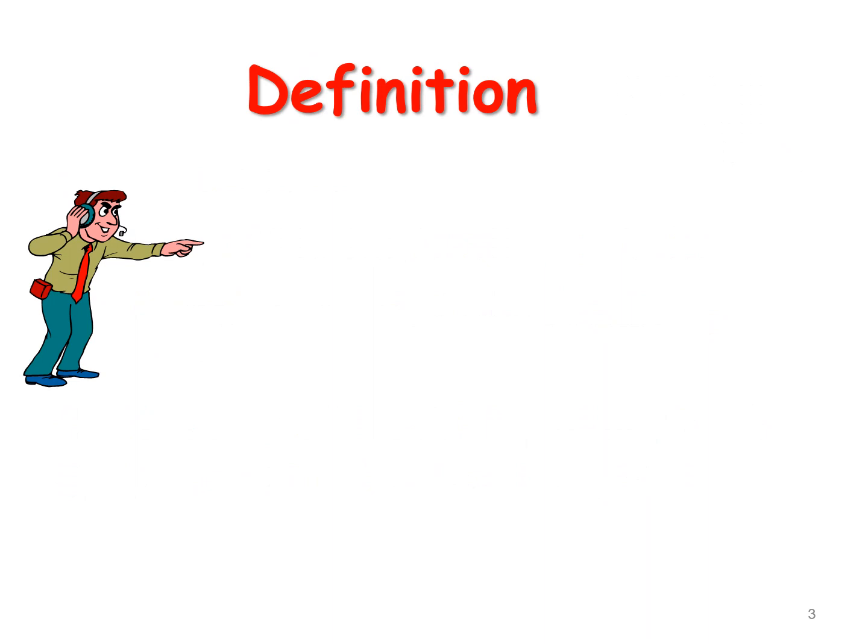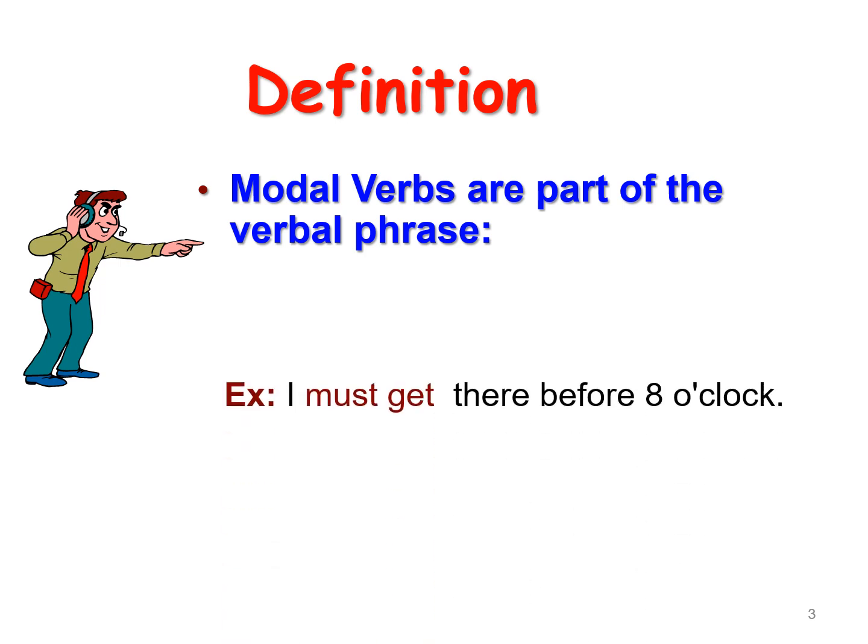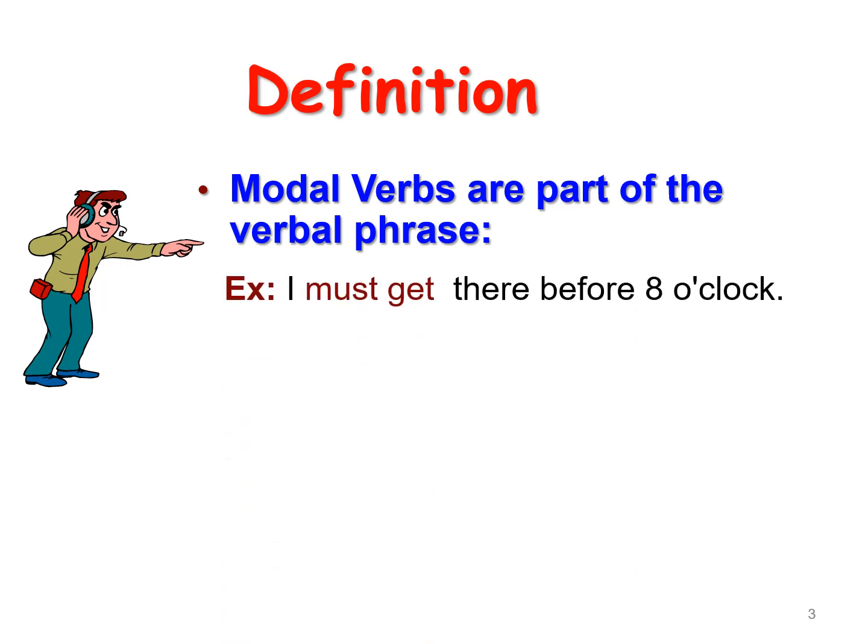So, what is the definition of a modal verb? The first one: modal verbs are parts of the verbal phrase, like you can see from the example here. I must get there before 8 o'clock. So which one is the modal verb? It's just here, must get. So must is just one part that assists the main verb get.